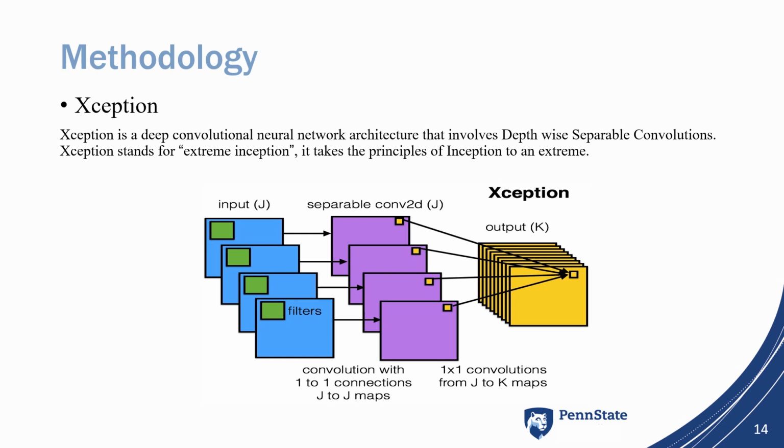The last model that we use is Xception. Xception is a deep convolutional neural network architecture that involves depthwise separable convolutions. Xception stands for extreme inception. It takes the principle of inception to an extreme. One of the differences between Inception and Xception is the presence or absence of a nonlinearity after the first operation. In the Inception model, both operations are followed by a ReLU nonlinearity. However, Xception doesn't introduce any nonlinearity.